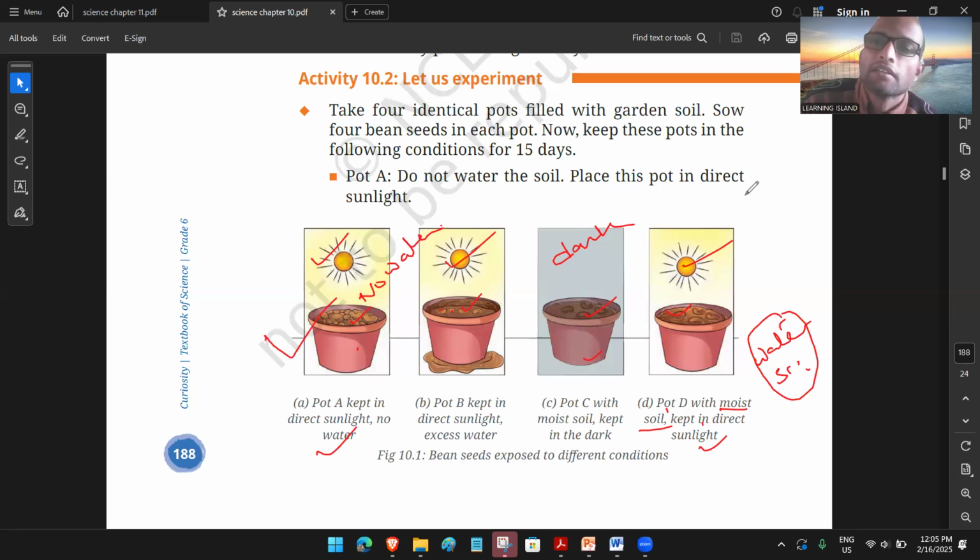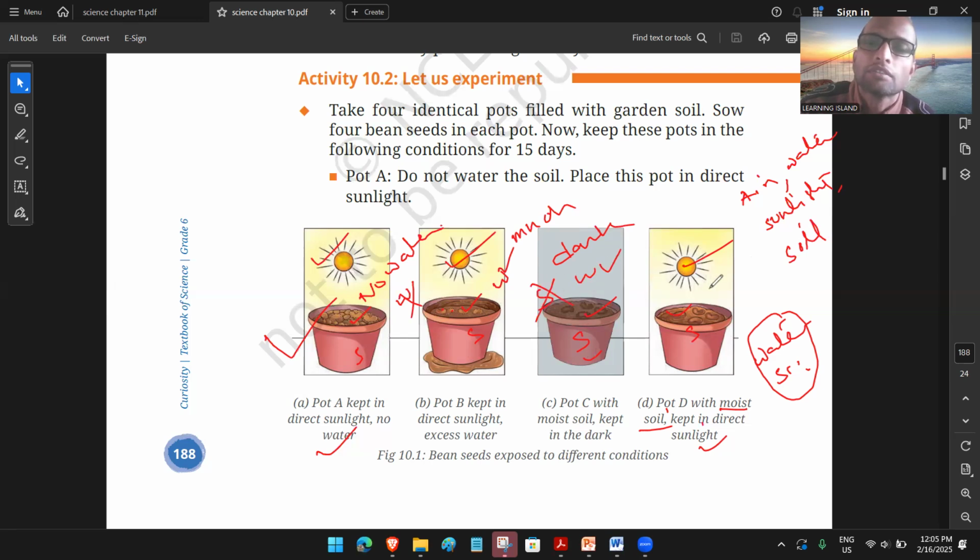मैं बोला था क्या चाहिए, वाटर चाहिए, सनलाइट चाहिए और सॉयल चाहिए. तो सॉयल तो सब में है. इसमें वाटर नहीं है, इसमें वाटर है बट ज्यादा है, मच वाटर है. इसमें वाटर तो है, बट सनलाइट क्रॉस. इसमें परफेक्ट वाटर है, सनलाइट भी है. तो जर्मिनेट कहाँ पे होगा, इसमें होगा, क्योंकि इसमें सारे कंडीशन अवेलेबल हैं.